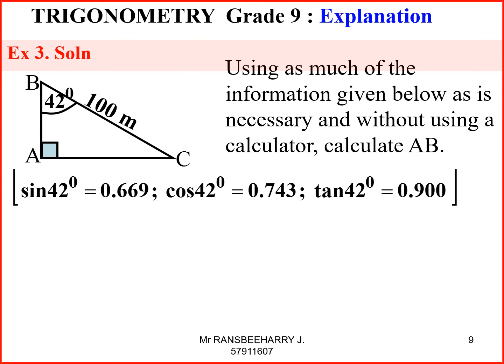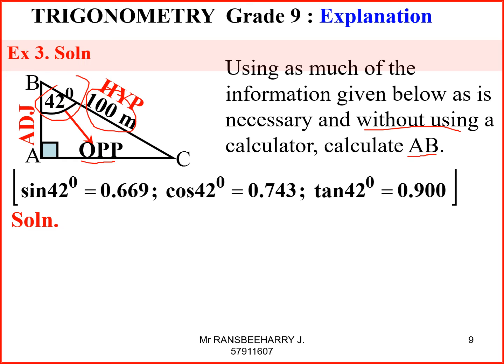Next example, we have been given a triangle, an angle is given, and a side is given. Required to calculate AB without using a calculator. The angle given is 42 degrees. Just opposite to 42 is AC, so this is the opposite side. The longest side is BC, so BC is the hypotenuse. The remaining side becomes the adjacent.